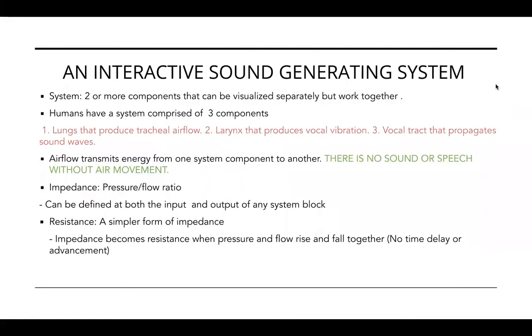So, an interacting sound generating system. So, what is a system? A system is generically defined as two or more components that can be visualized separately but work together. Humans have a system comprised of three components. So, first, you have your lungs that produce tracheal airflow. Then, you have your larynx that produces vocal vibration. And you have your vocal tract that propagates sound waves.